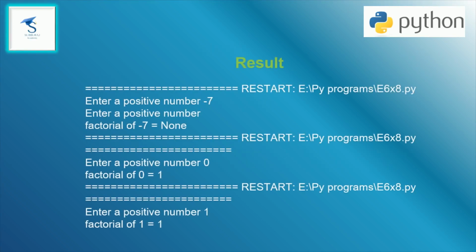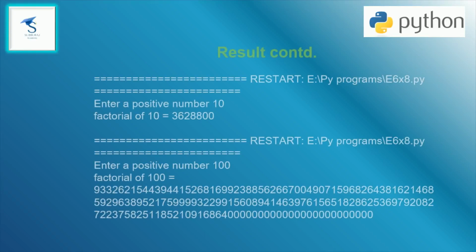The result of the program may be seen. Factorial of -7 equals None. Factorial of 0 equals 1. Factorial of 1 equals 1. Factorial of 10 equals 3,628,800. Factorial of 100 is such a large number.